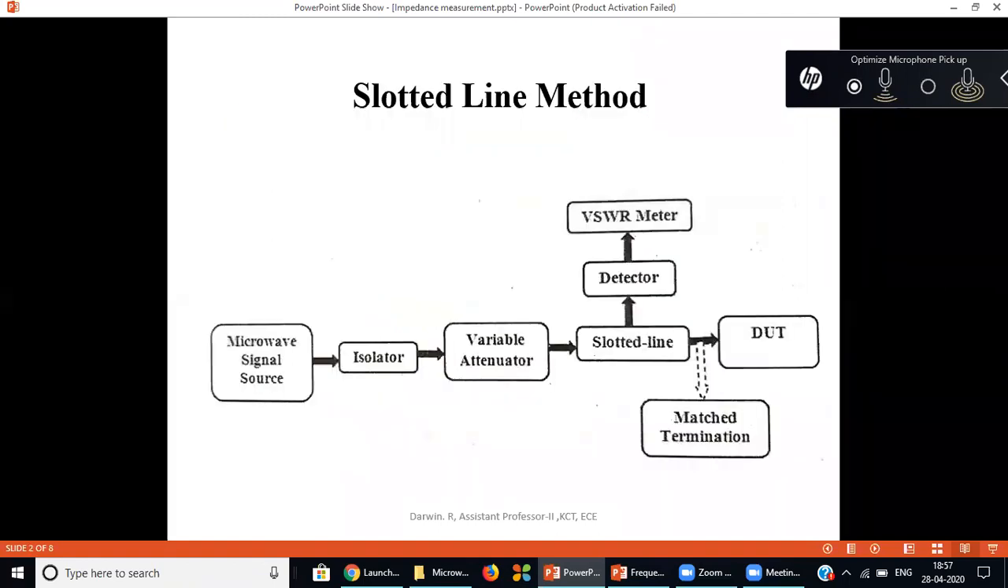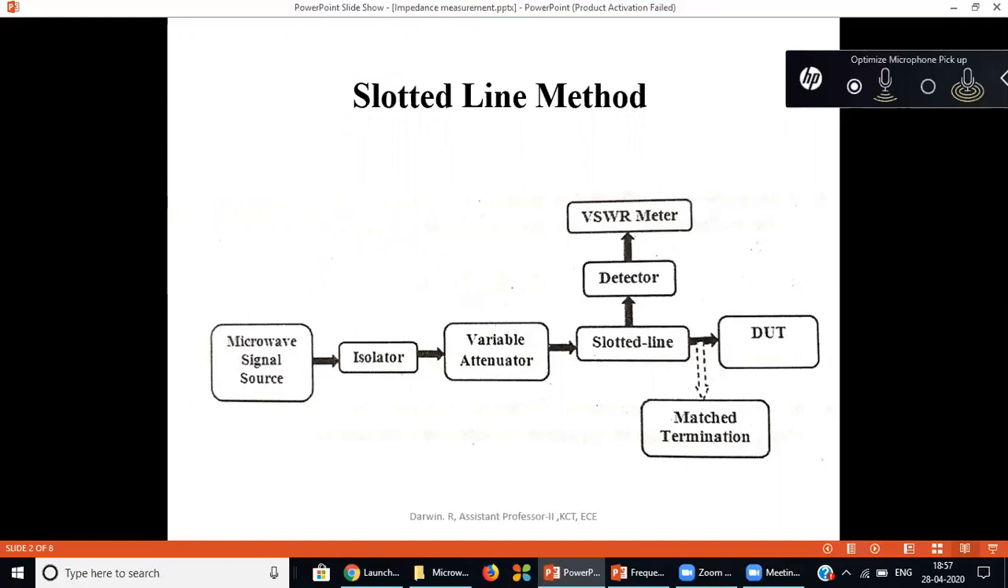Under the slot line method, you can see the total setup used, which is a basic microwave test bench structure. On the left end, you can see the microwave signal source followed by an isolator, and then a variable attenuator. Next to the variable attenuator is the slotted line and the device under test. A matched termination is generally connected to the slotted line.